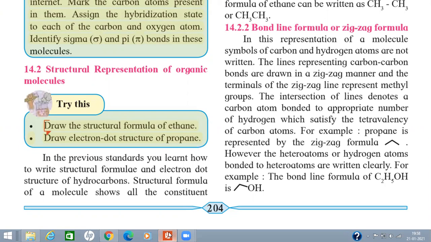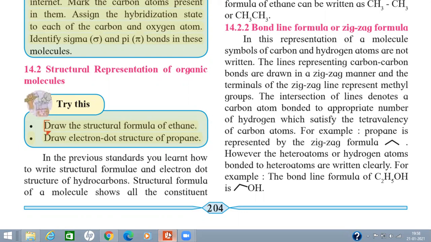In the last lecture from this chapter, some basic principles of chemistry, we had studied how to draw the structural formula, electronic structure, and condensed formula. Today, we will study how to draw the bond line formula or zigzag formula for organic compounds.